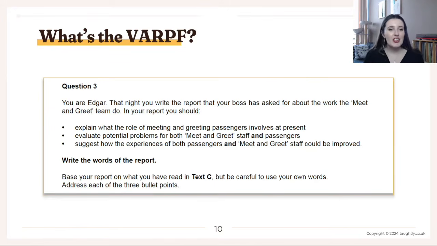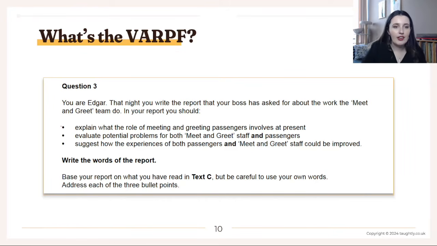Question 3. You are Edgar. That night you write the report that your boss has asked for about the work the meet and greet team do. In your report you should explain what the role of meeting and greeting passengers involves at present, evaluate potential problems for both meet and greet staff and passengers, suggest how the experience of both passengers and meet and greet staff could be improved. Write the words of the report. Base your report on what you have read in text C, but be careful to use your own words. Address each of the 3 bullet points.